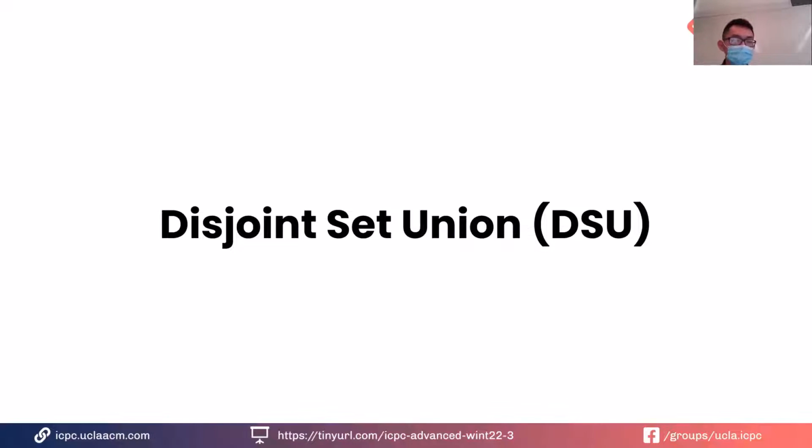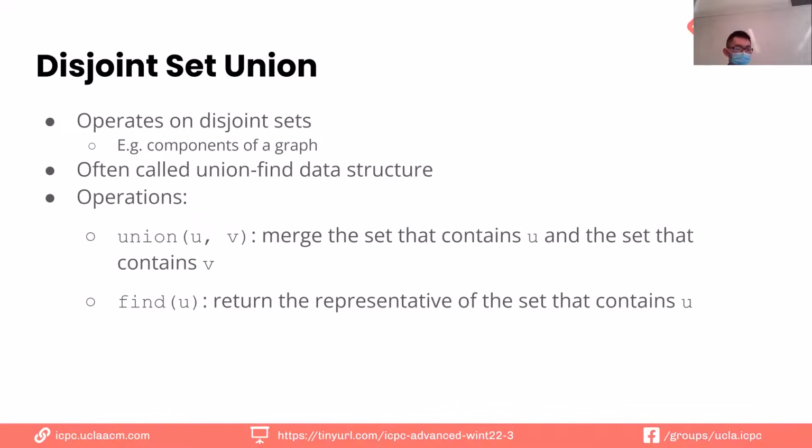But what you've just seen is a glance at DSU, which stands for Disjoint Set Union. As its name suggests, it operates on disjoint sets, so basically sets that don't have elements in common. So for example, components of a graph. Every component is a set of distinct or disjoint nodes in the graph. Two components don't share a same node, otherwise that would be a single component.